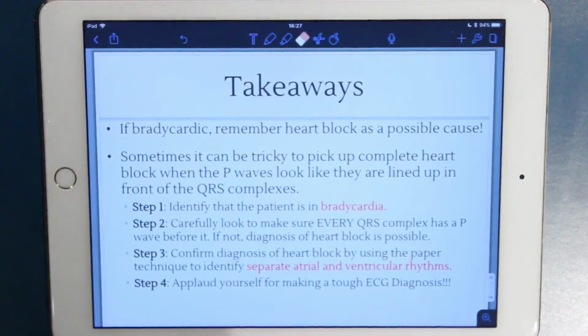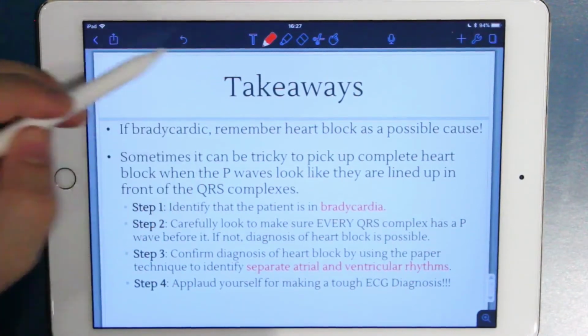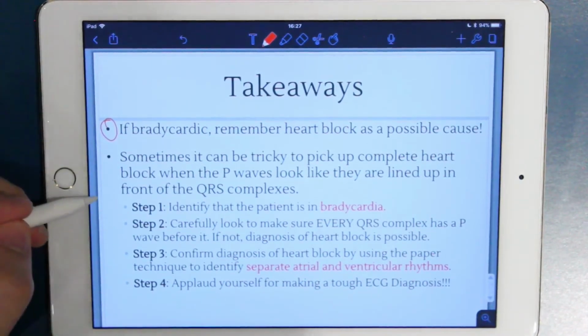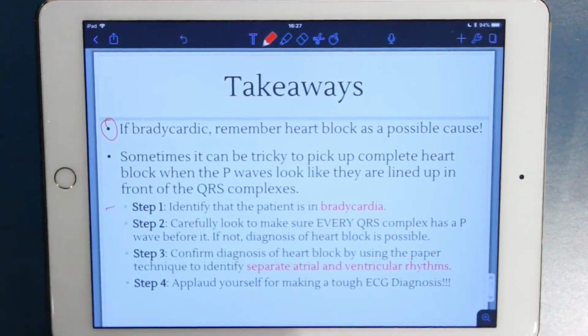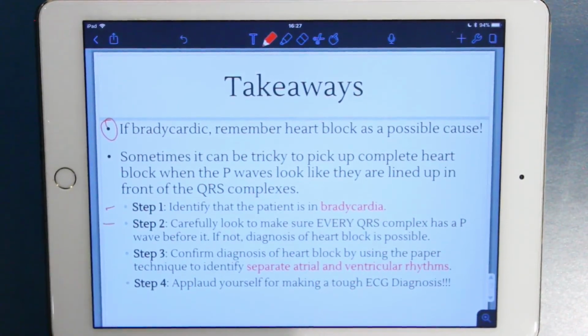So what are the takeaways for diagnosing AV block? If a patient is bradycardic, remember that heart block is a possible cause. Sometimes it can be tricky to pick up complete heart block because P waves look like they're lined up right before QRS complexes. So go step by step. Identify that the patient is bradycardic. Carefully look to make sure that every QRS complex has a P wave before it. If not, heart block is possible.